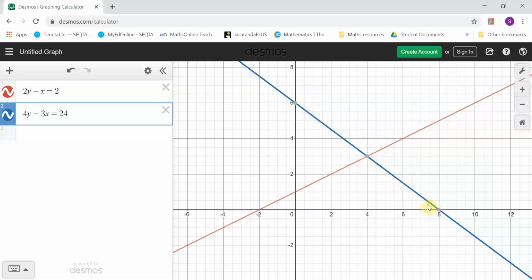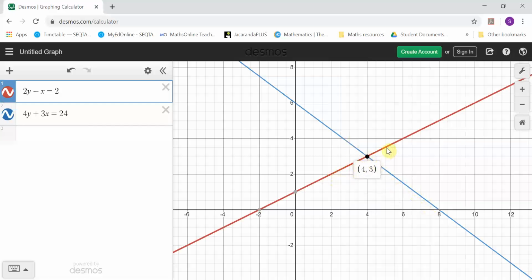Now, when we're solving equations graphically, this is probably the easiest method, because what we do is we look for the x and y coordinate that lies on both of the lines at the same time. So this point here lies on the blue line, but not the red line. This one lies on the red line, but not the blue line. We want the point that lies on both lines, and that is this point here, 4, 3, where they intersect.